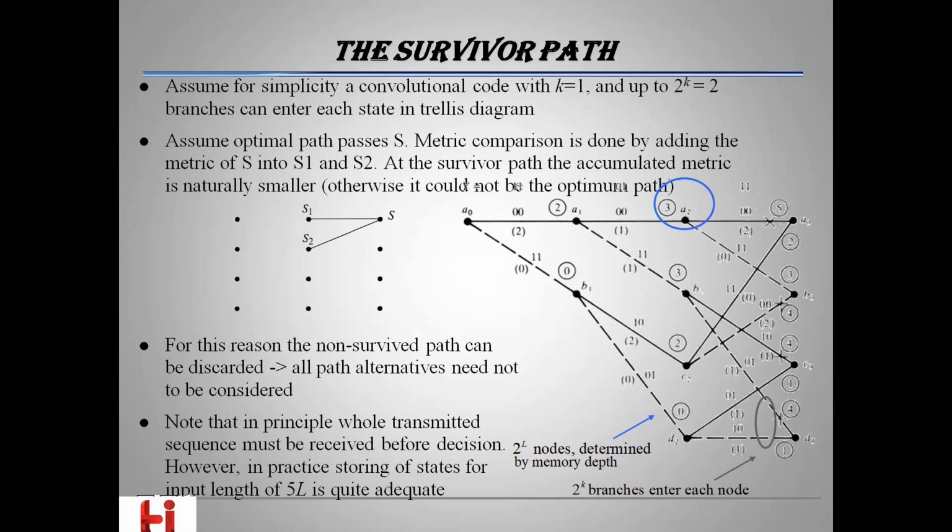Note in principle that the whole transmitted sequence must be received before decision. However, in practice, we can store states for an input length of 5L, which is quite adequate. Now, we would like to have a conceptual understanding of the survivor path, what we want to do with the survivor path and how we can understand it conceptually. Suppose this node A0 at the left side of this slide corresponds to a city on the western border of our country.